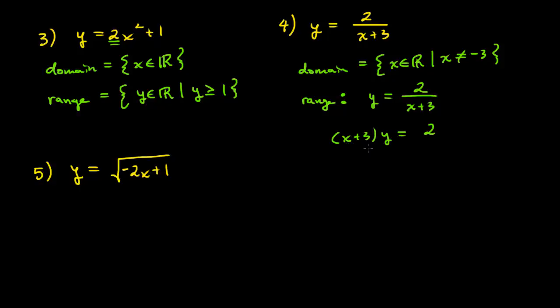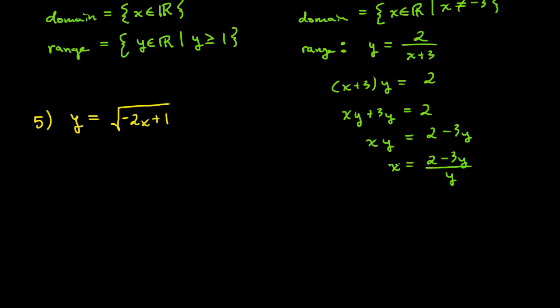Now we can distribute y into these brackets here, so I get xy plus 3y is equal to 2. I can now solve for x in terms of y if I move my positive 3y term to the other side of the equation. And I get xy is equal to 2 minus 3y. To isolate for x, I'll just divide both sides by y. So I get (2 minus 3y) divided by y.